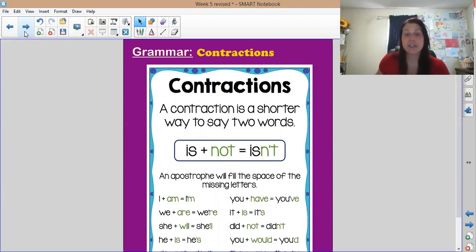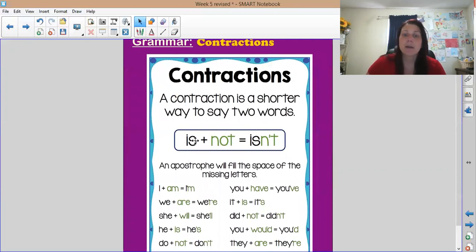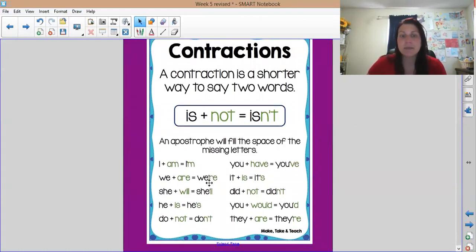And we put an apostrophe to take the place of some letters that we cut out. So let's look at some common contractions here. Is and not, right? They're giving us this example. And when we use the apostrophe, it takes the place of the vowel O. So we put that in the middle of the N and the T. So you have some similar ones down here. If we combine I and am, we say I'm. The apostrophe takes the place of the A.